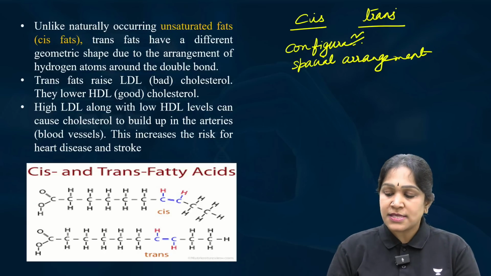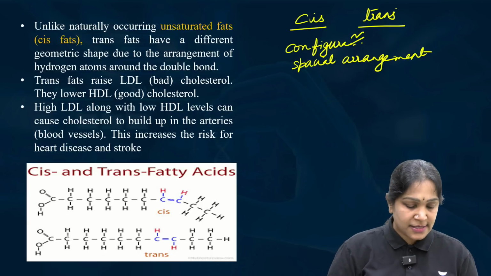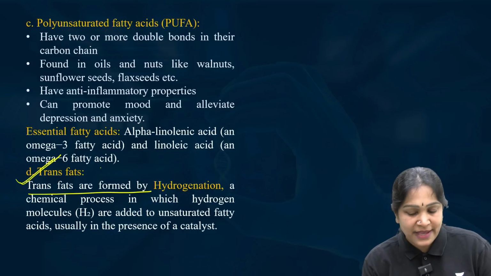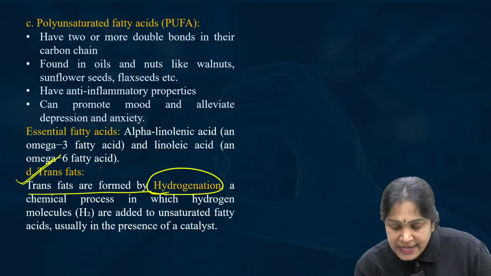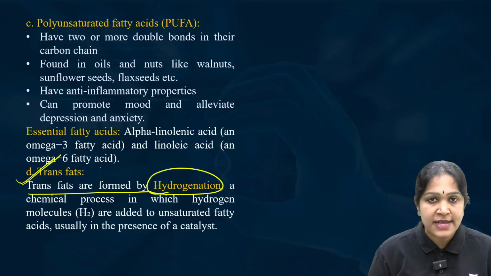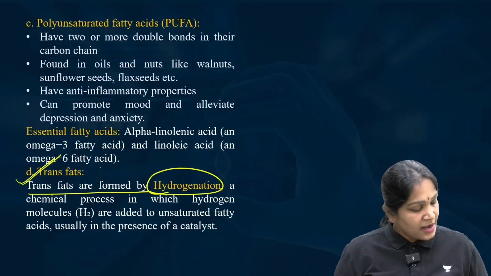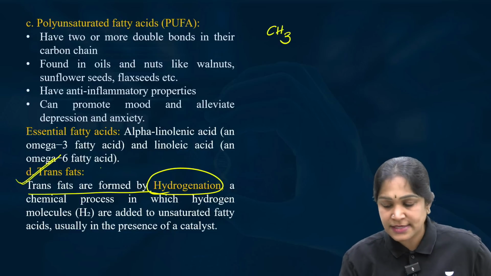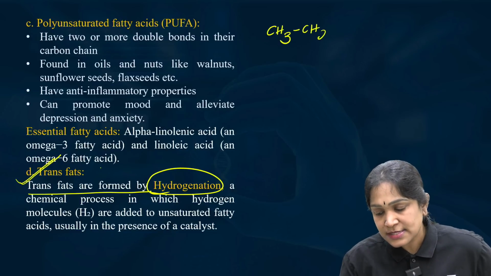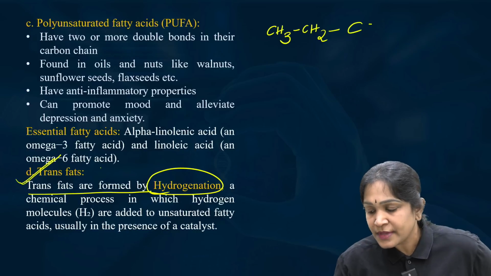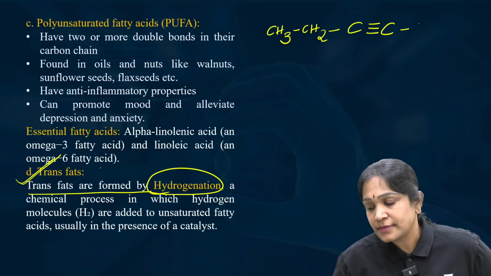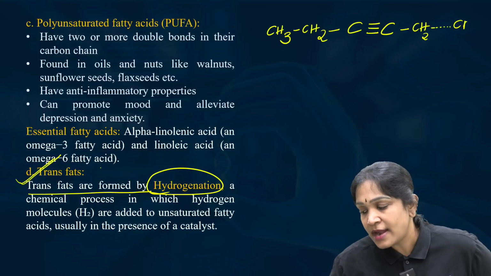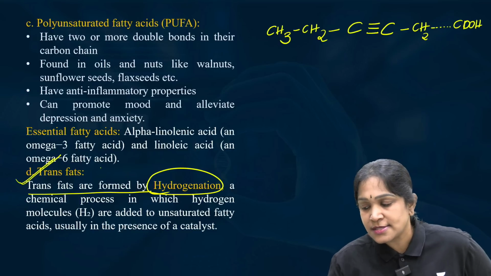Before we see the cis and trans fatty acids, the first point is that trans fats are formed by a process called hydrogenation. Let us try to understand this process. See, this is a fatty acid: CH3, CH2, C, triple bond C, CH2, a few more CH2s and COOH. This is a fatty acid.